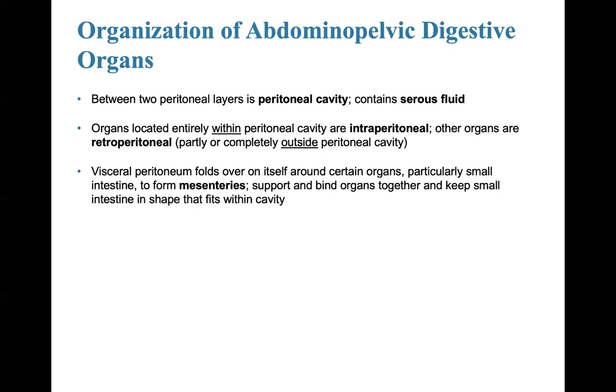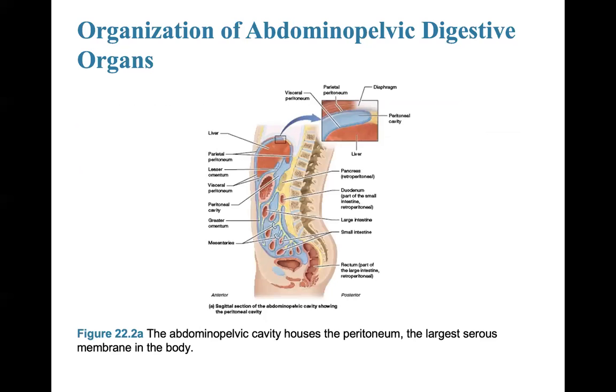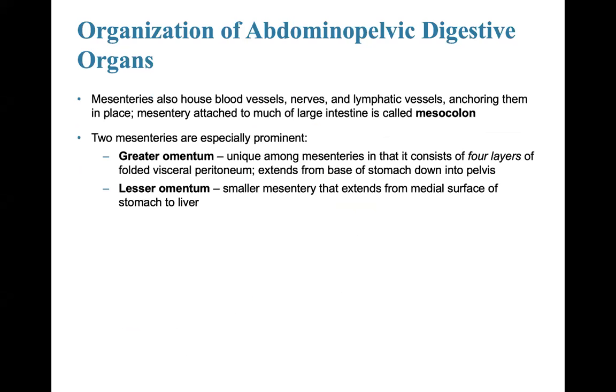The visceral peritoneum folds over itself around certain organs, particularly the small intestines, to form mesenteries. These support and bind the organs together and keep the small intestines in a shape that fits within the cavity, sort of netting it all together so things don't get tied up in a big knot. The mesenteries also carry blood vessels, nerves, and lymphatic vessels, and anchor them in place. The mesentery attached to much of the large intestine is called the mesocolon.